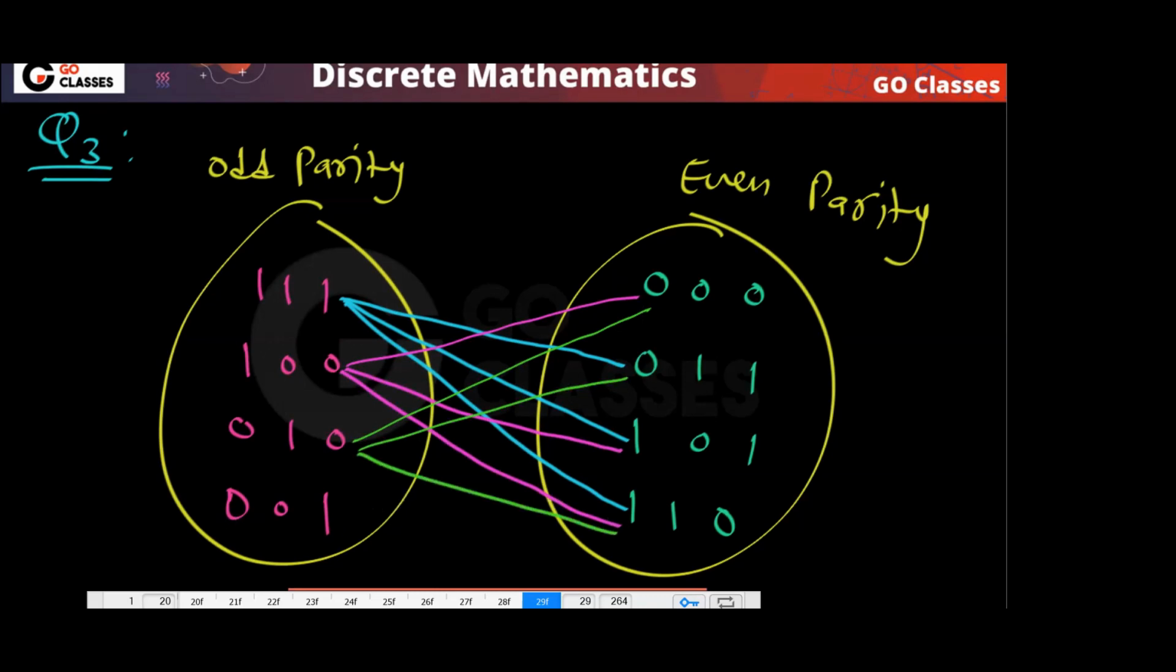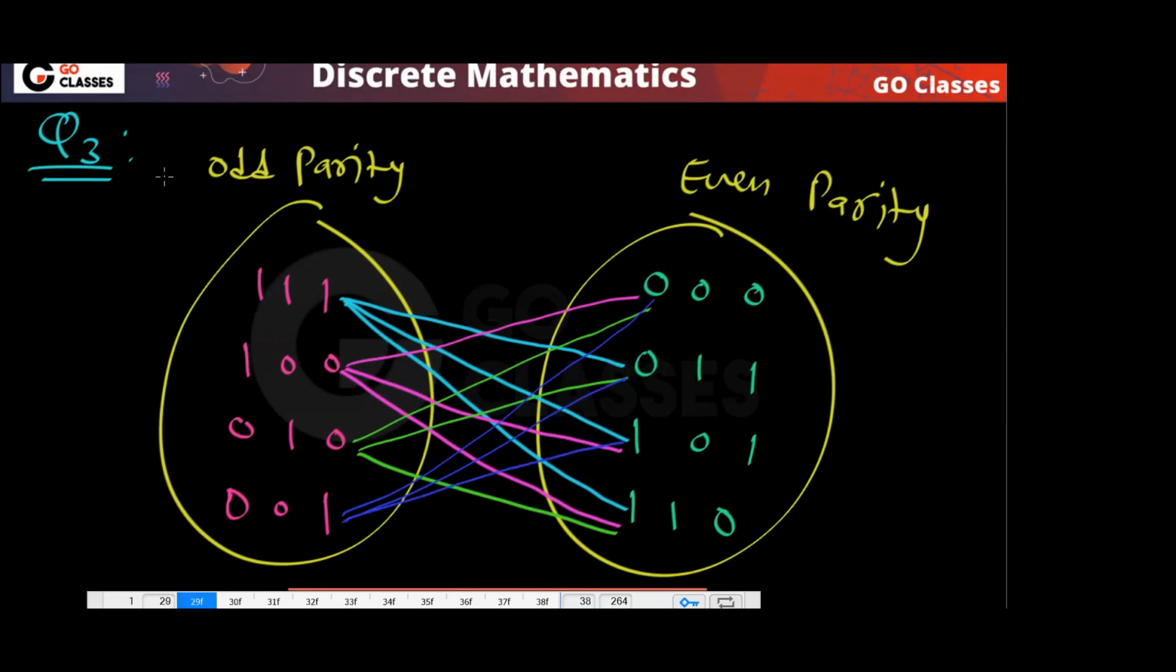And last, this 0, 0, 1, where, okay, this 0, 0, 1 will be adjacent to 0, 0, 0. This will be adjacent to 0, 1, 1, and this will be adjacent to 1, 0, 1. So this is the idea. Okay, I hope this is clear.